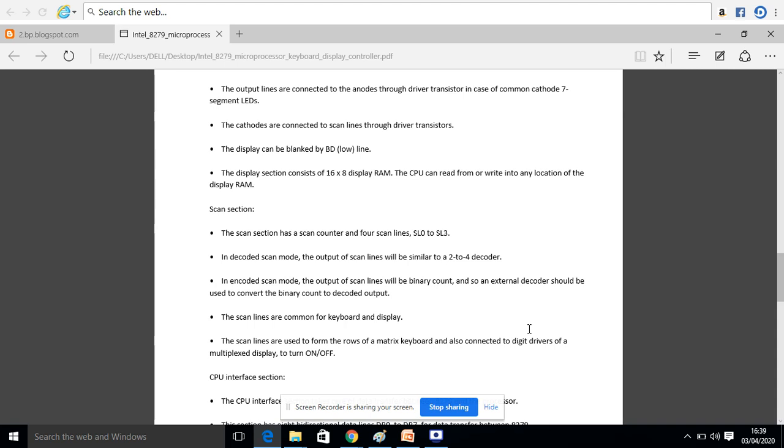The display section consists of 16 by 8 display RAM. The CPU can read from or write into any location of the display RAM.